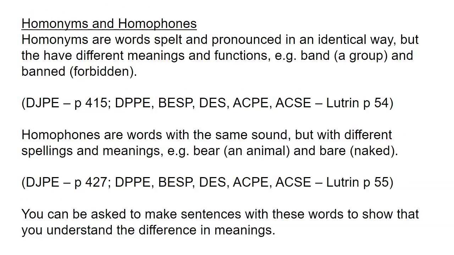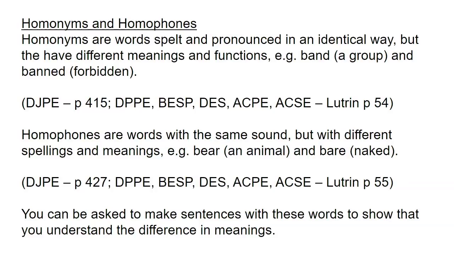Homonyms and homophones can be confusing sometimes. Homonyms are words that are spelt and pronounced in an identical way, in the same way, but they have a different meaning or a different function. For example, a band, which could be a group of musicians that makes music. A band plays at a party. But then you get banned, like in B-A-N-N-E-D, which means forbidden. You may not do it. You are banned to jump on the trampoline because you are too big. Banned.